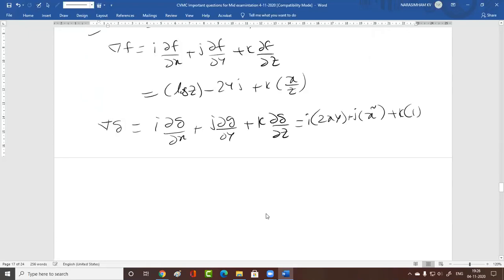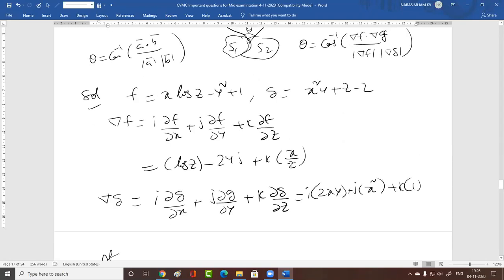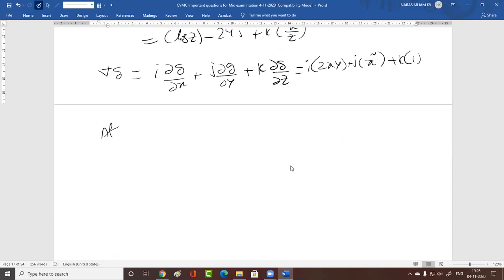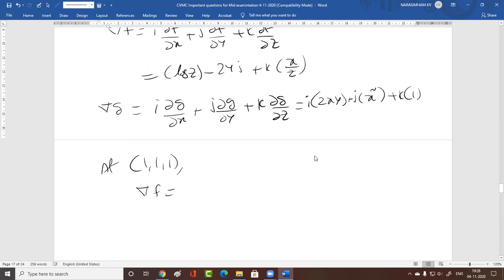So at the point at which you have to find the angle, (1, 1, 1). At the point (1, 1, 1), del f equals, very simple, just put x equals 1, y equals 1, z equals 1. So this is i times... log 1 is 0. So here, minus 2j plus k. In a similar way, del g equals, if you put x equals 1, y equals 1, z equals 1, 2i plus j plus k.